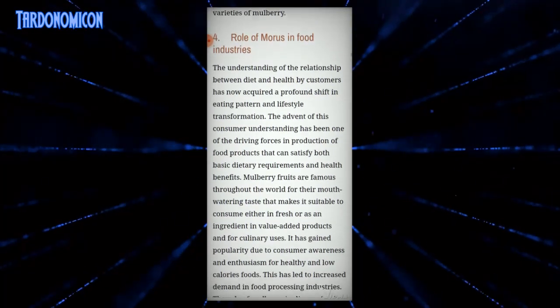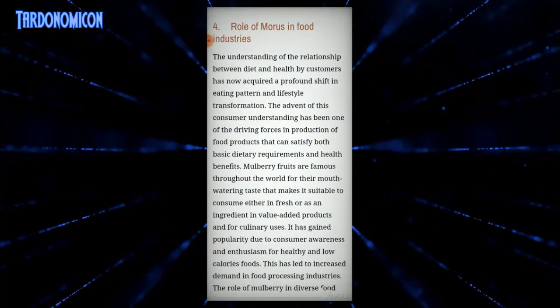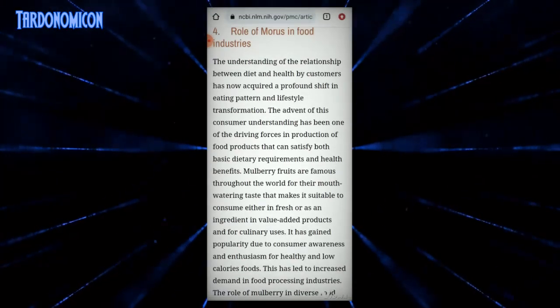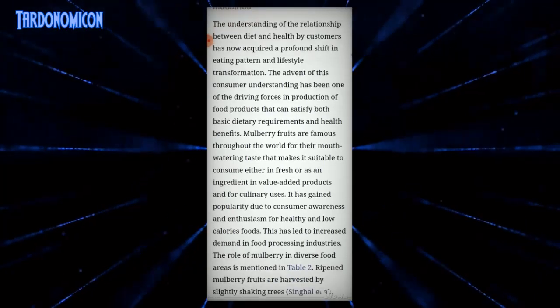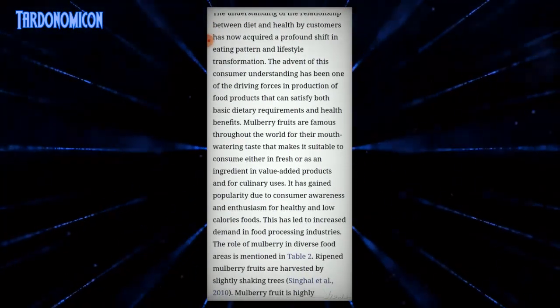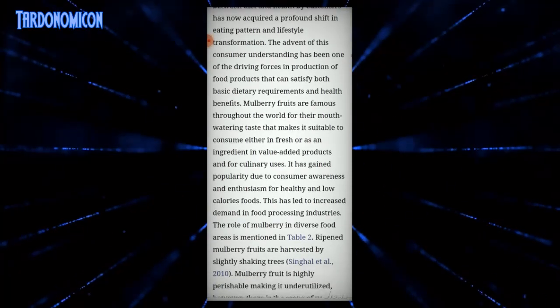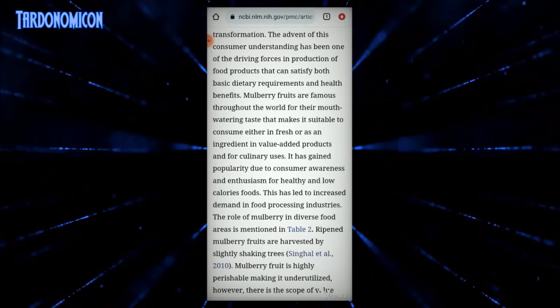In the food industry, consumers' understanding of the relationship between diet and health has brought a profound shift in eating patterns and lifestyle transformation. The advent of this consumer understanding has been one of the driving forces in the production of food products that can satisfy both basic dietary requirements and health benefits.